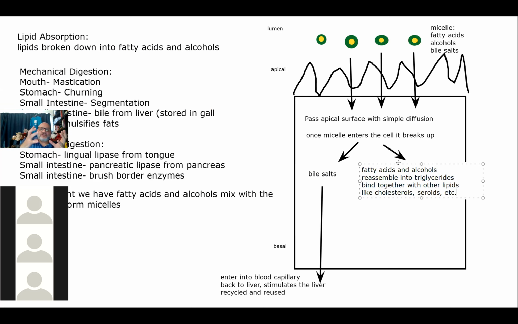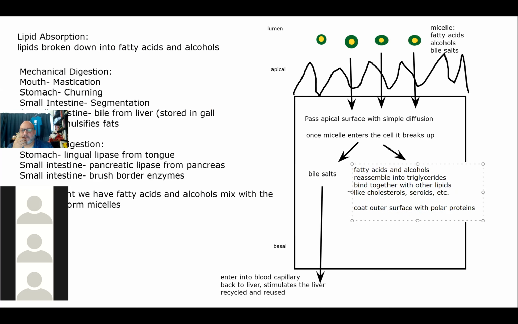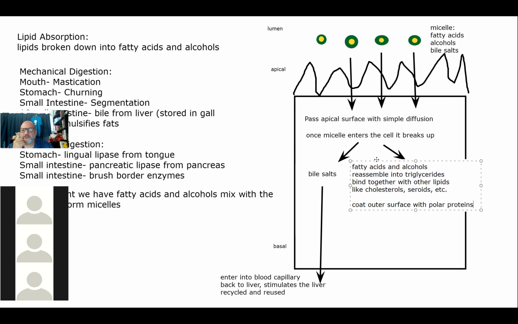Now, that big, huge fat globule inside the cell isn't going to do anybody any good. So what happens is the outer surface of it gets coated with polar proteins. So we coat the outer surface with polar proteins. Outer surface of the globule? Yep, outer surface of these fats.